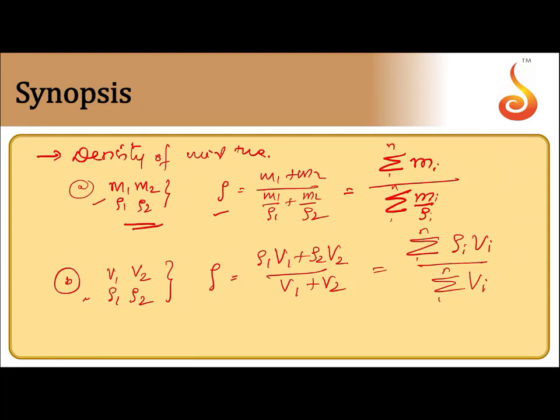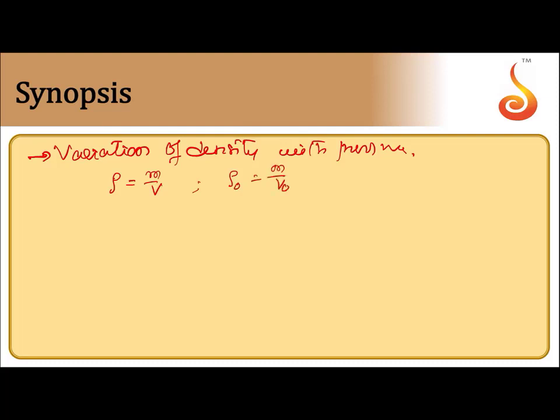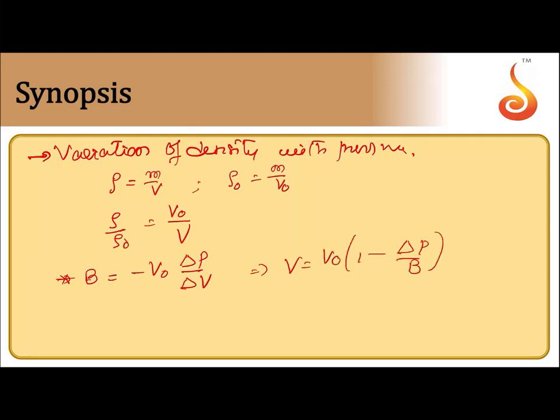Suppose we consider the variation of density with pressure. You know that we can write rho is equal to m by V and rho naught is equal to m by V naught. So if I take the ratio, rho divided by rho naught is equal to V naught divided by V. But by the definition of bulk modulus, B is given by minus V naught delta P divided by delta V. That means V is equal to V naught into (1 minus delta P divided by B). So volume variation with respect to pressure is given by this equation.